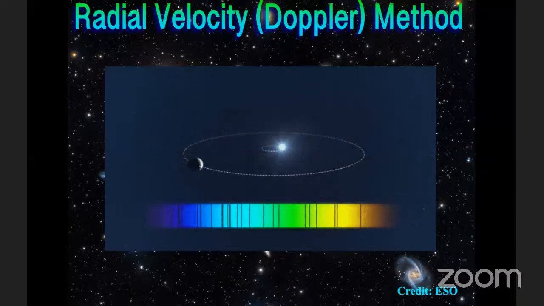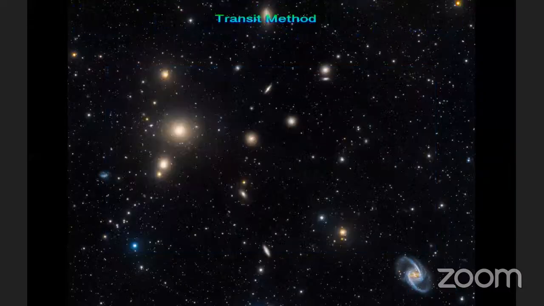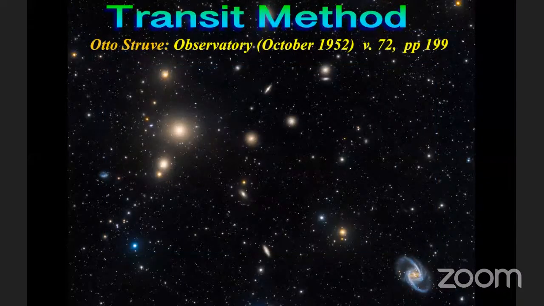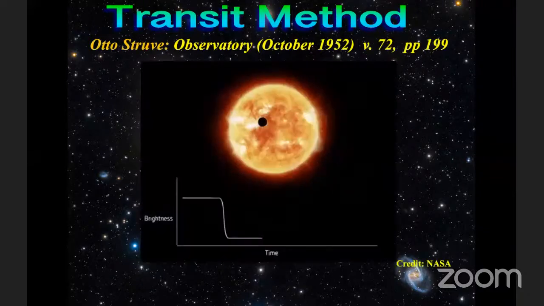Now, apart from this radial velocity method, there is another very popular method which is known as the transit method. This was also suggested by Otto Struve in the same paper in the journal Observatory in October 1952. What it says is that when a giant planet orbits very near to its star, then some part of the starlight is blocked by the shadow of the planet. It's just like the transit of Venus, where you see a spot traveling across the disk of the sun. So the brightness falls by a very tiny fraction.